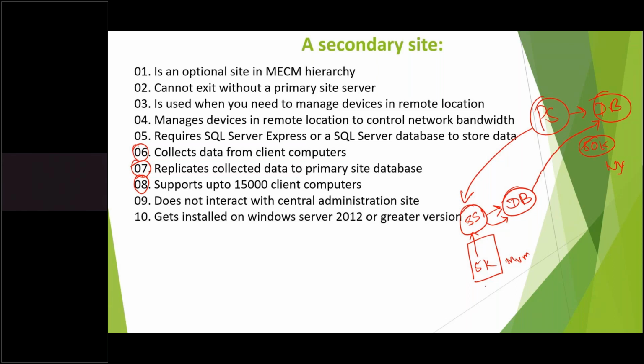It supports 15,000 devices. In Mumbai we have 5,000 devices, but it can manage a maximum of 15,000 devices. So one secondary can have a maximum of 15,000 devices. It does not interact with the central administration site. Central is on the top. Central is talking to the primary, but it is not going to talk to the secondary. There will be no connection between central and secondary, and it can be installed on Windows Server 2012 or greater.